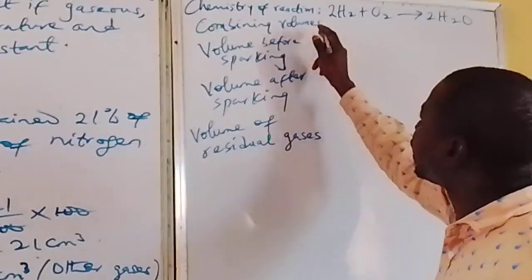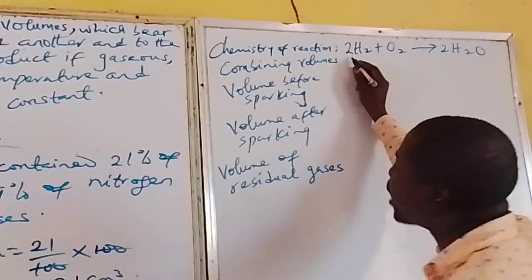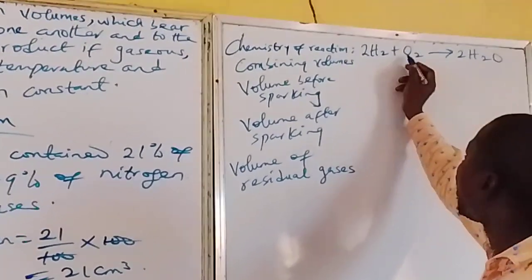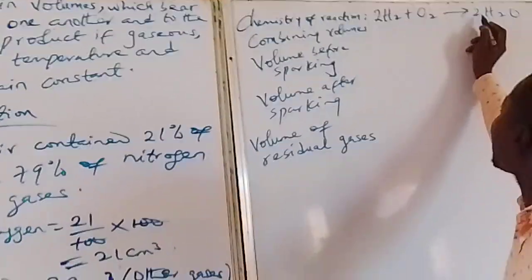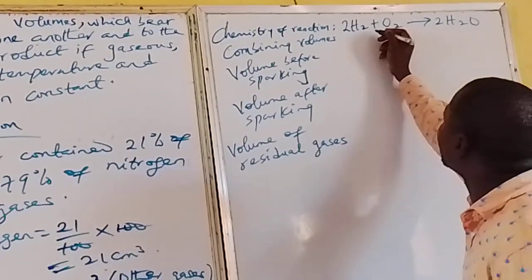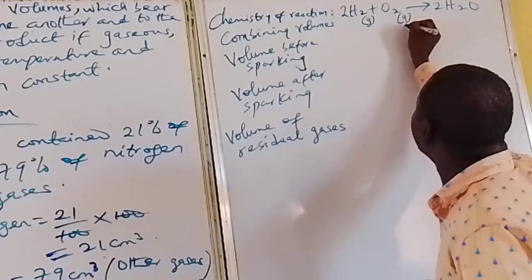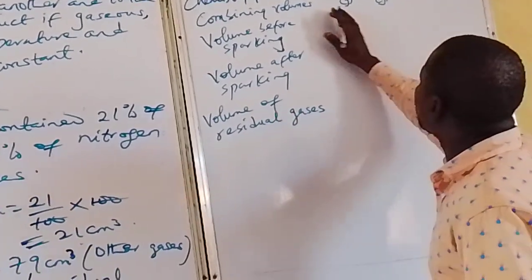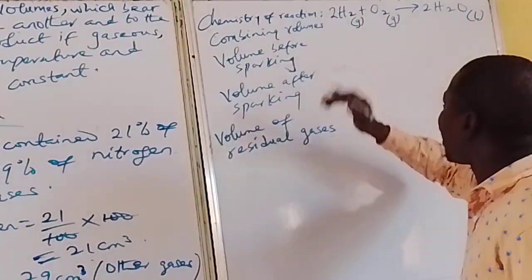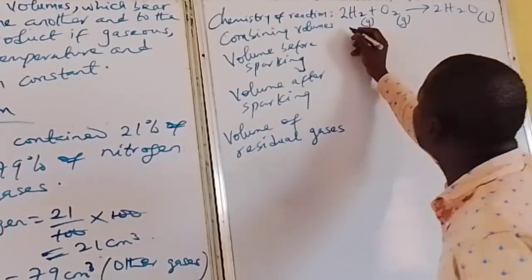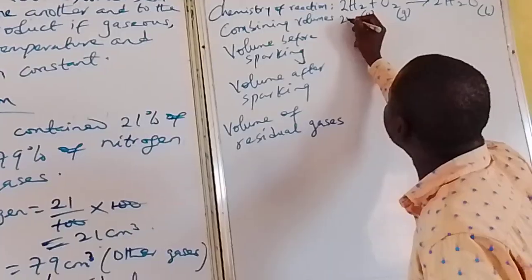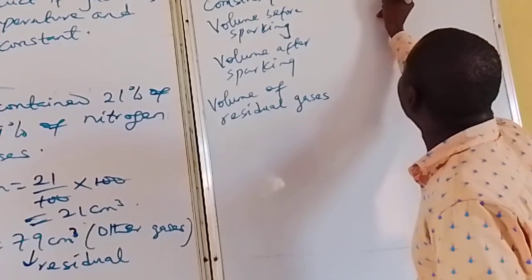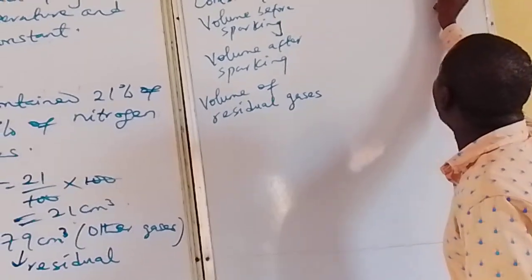Then the combining volumes is the next line. Here we can see that we have 2 moles of hydrogen and 1 mole of oxygen giving rise to 2 moles of water. This is the gaseous state, this is the gaseous state, and this is the liquid state. We need to include that. So the combining volumes: 2 volumes of hydrogen combine with 1 volume of oxygen to give 2 volumes of water.